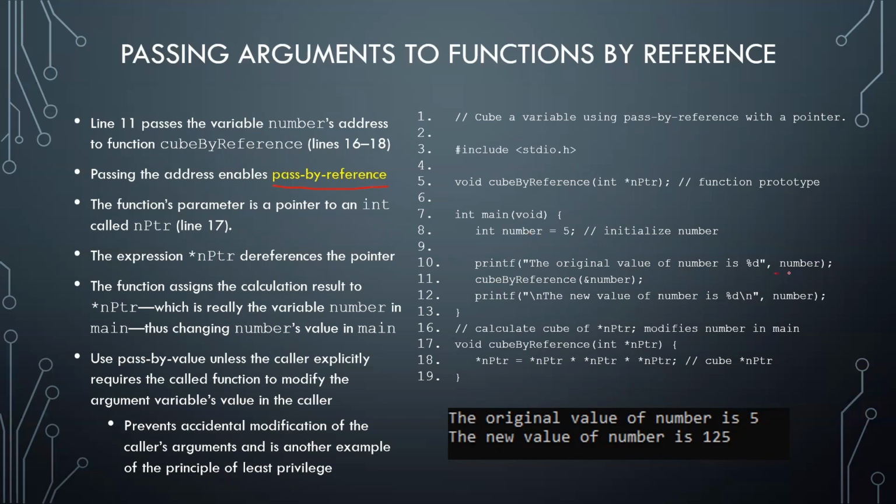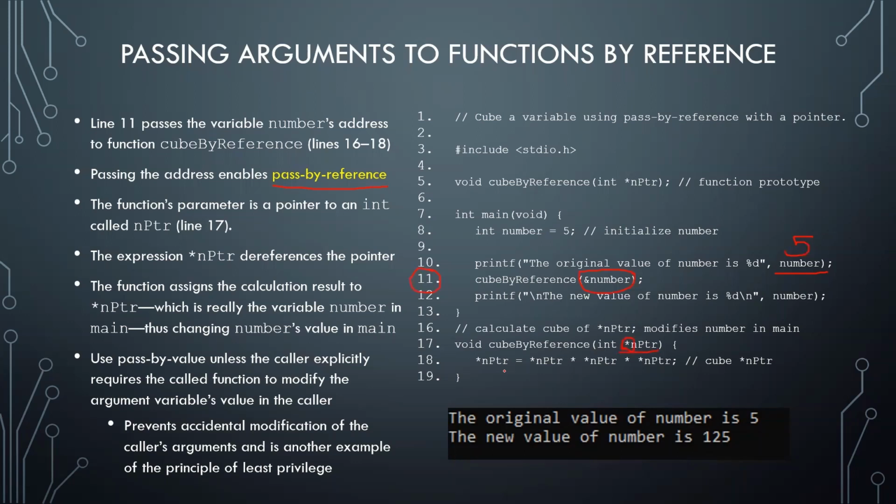So here I've got the original number is going to be 5, which is what we had before. Now, on line 11, you can see one of the differences, I don't have number equals anymore. I just call cube by reference. Now, the biggest thing that is different here is that I send it the address of number. When that function receives it, the big difference here is I now have an asterisk and I'm saying that it is a pointer to an integer.